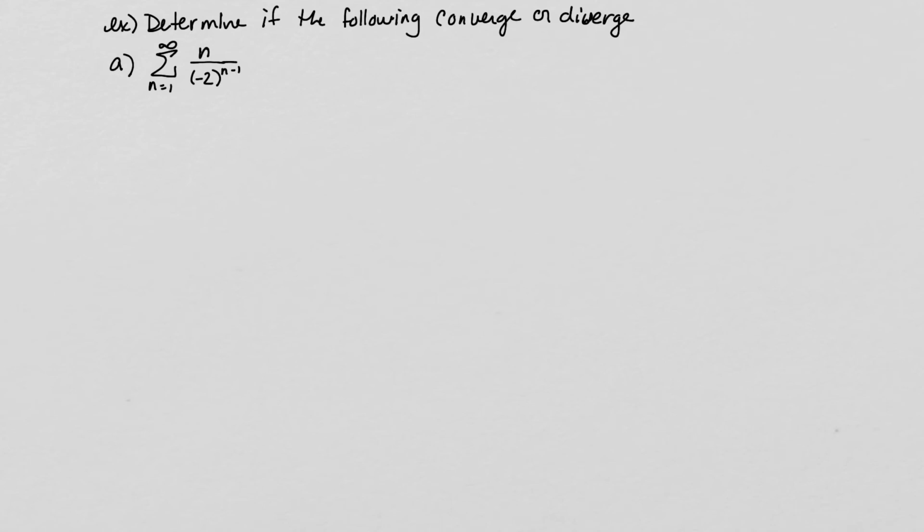Okay, so you might go, well, wait a minute, where's your -1 piece, right? So it doesn't look like I have a -1 piece, but I really do. That bottom is -2 to the n minus 1, and so I could rewrite this as the following. N over -1 to the n minus 1 times 2 to the n minus 1.